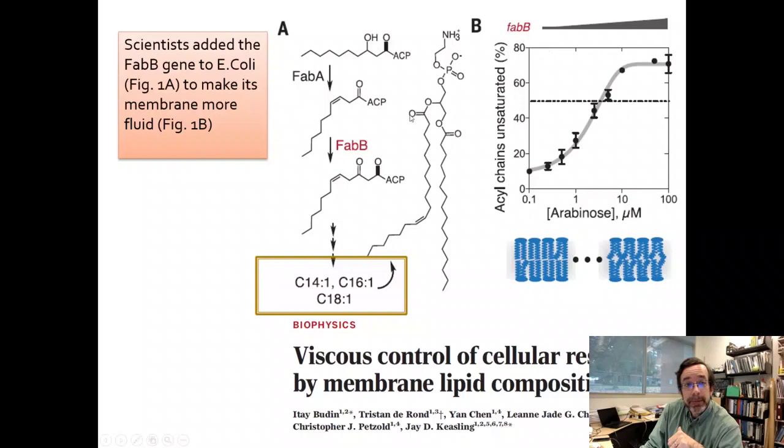Then they added arabinose, and they found out that arabinose is a sugar source. The bacteria combusts the sugar and gets energy from it. When they had more acyl chains, they added more arabinose, and the arabinose gave them more energy. The arabinose was transport. I believe this is arabinose transport. This is what I get for not putting the figure on it. But you see that the acyl chains, yes, this is arabinose transport. The more acyl chains you have unsaturated, the more fluid the membrane is, and the more arabinose will get inside the cell. I believe that's how it works.